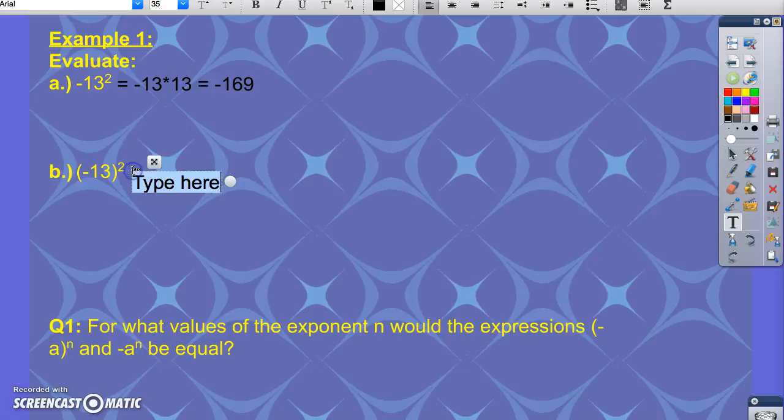Now you might be saying, well, what's the difference between A and B? B obviously has the parentheses. We're going to do equals parenthesis negative 13 times parenthesis negative 13. So in this case you have two negatives, negative times negative, which makes a positive 169. It's a very small difference between them.